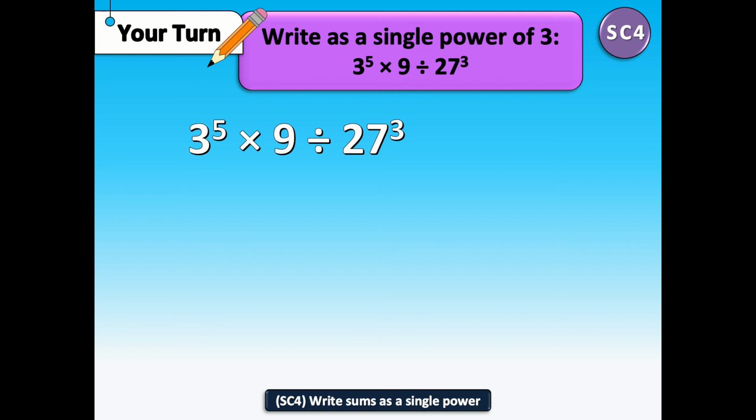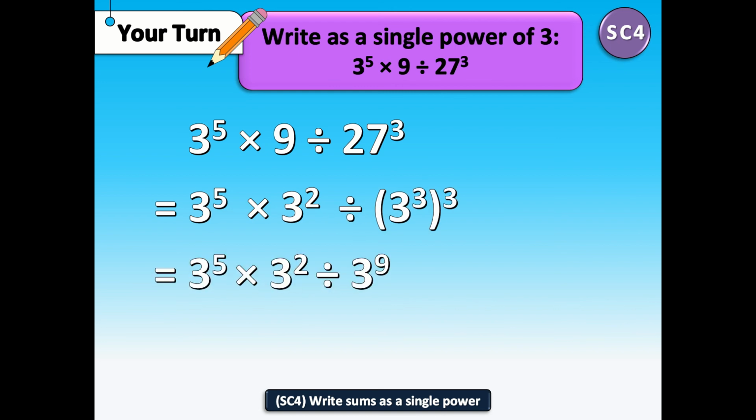So we want to write our answer as a single power of 3. So we need to make all the base numbers 3. So 3 to the power of 5 can stay as it is. 9 is 3 to the power of 2. And 27 is 3 to the power of 3. So 27 to the power of 3 is going to be 3 to the power of 3 to the power of 3. Now 3 to the power of 3 to the power of 3, when we multiply the indices, that would be 3 to the power of 9.